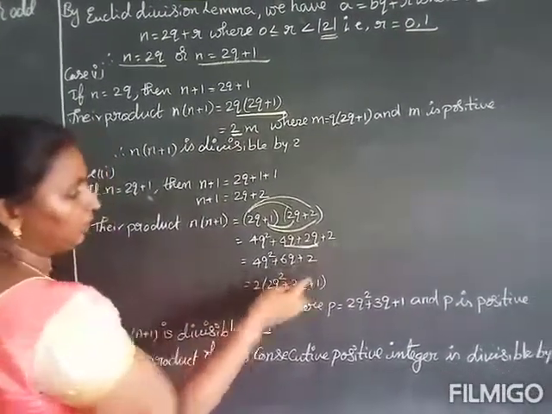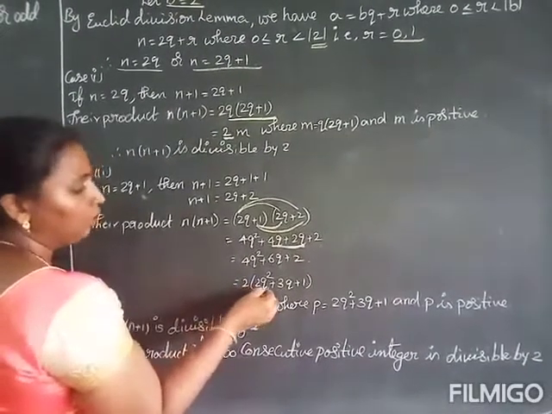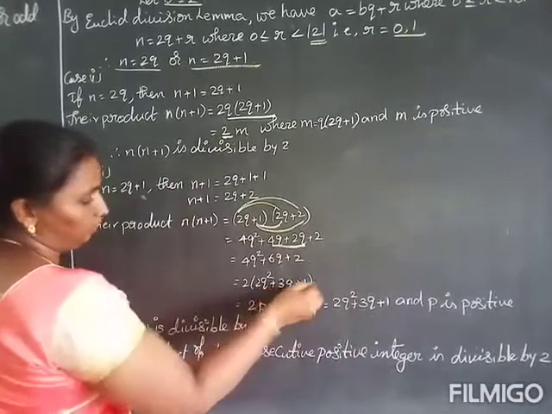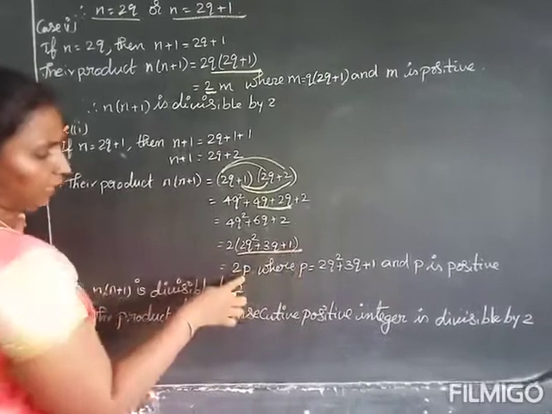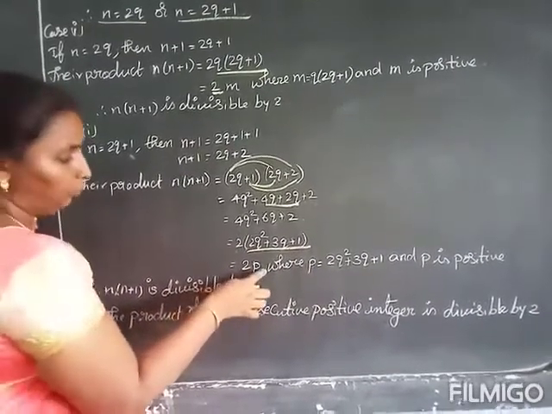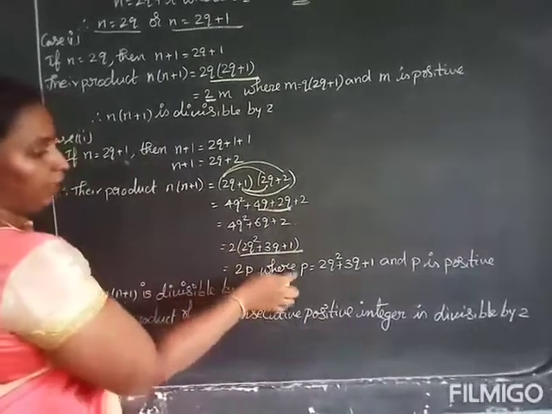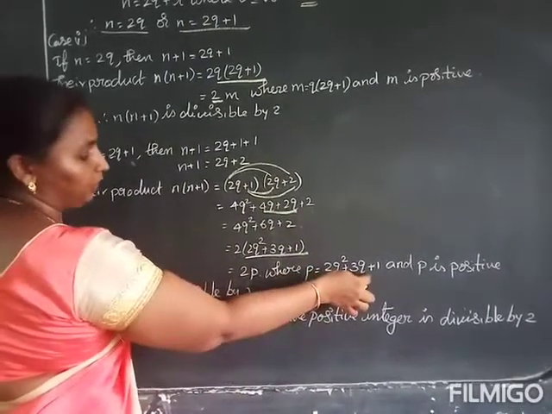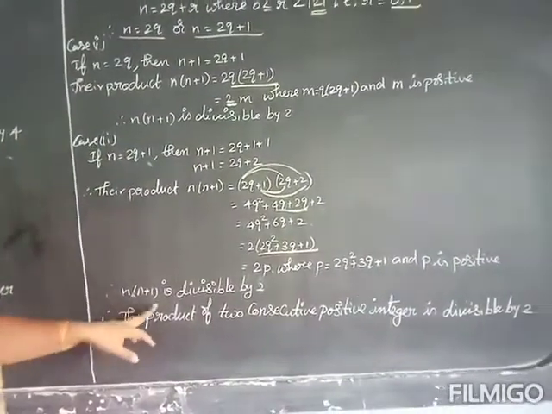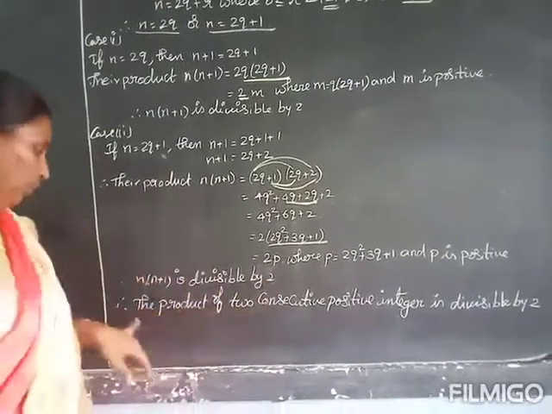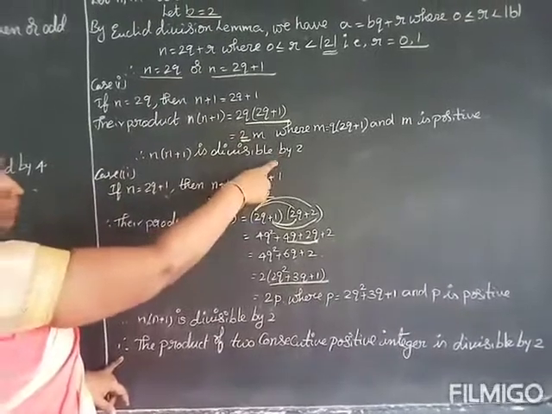So in these three terms I am going to take 2 as common. If you take it, you will get 2(2q² + 3q + 1). So here also I will take 2q² + 3q + 1 as p. Here you got 2p. It is a multiple of 2, so definitely it will be divisible by 2. So where p = 2q² + 3q + 1 and p is positive, therefore n(n + 1) is divisible by 2. Therefore if we take n = 2q, it is divisible by 2.